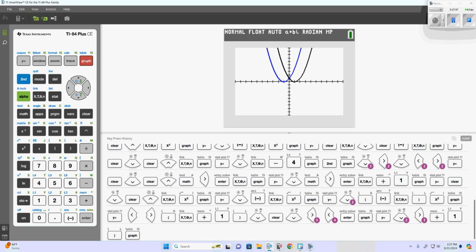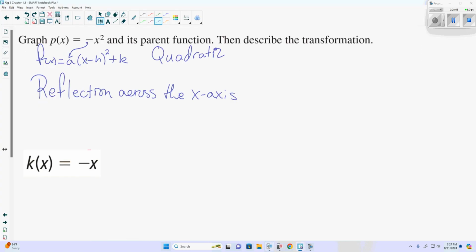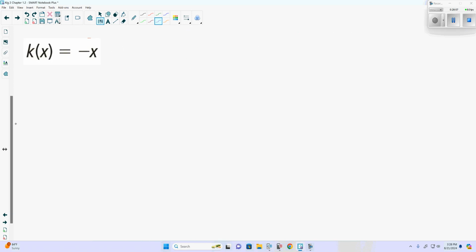Now it's flipped to the other side. Because if that center's on the y-axis, it's not going to change it. It's going to look the exact same. Oh yeah, it's kind of like that.